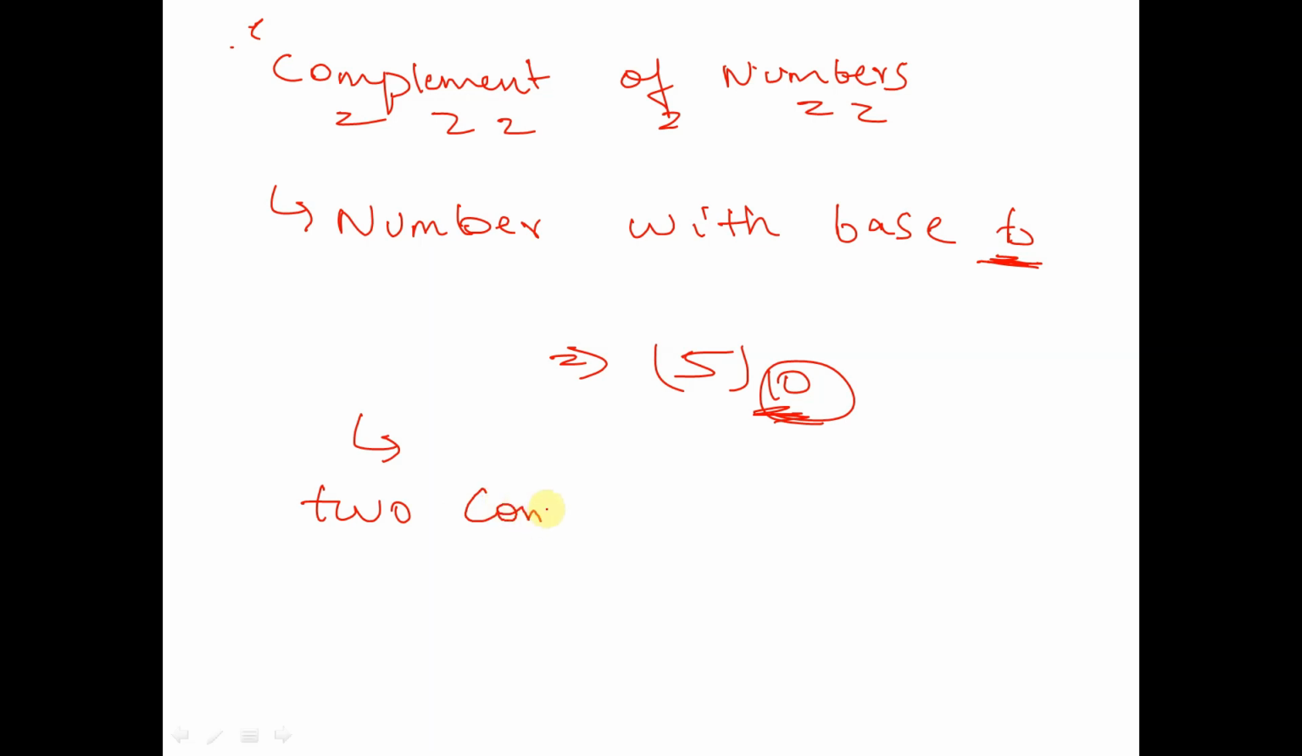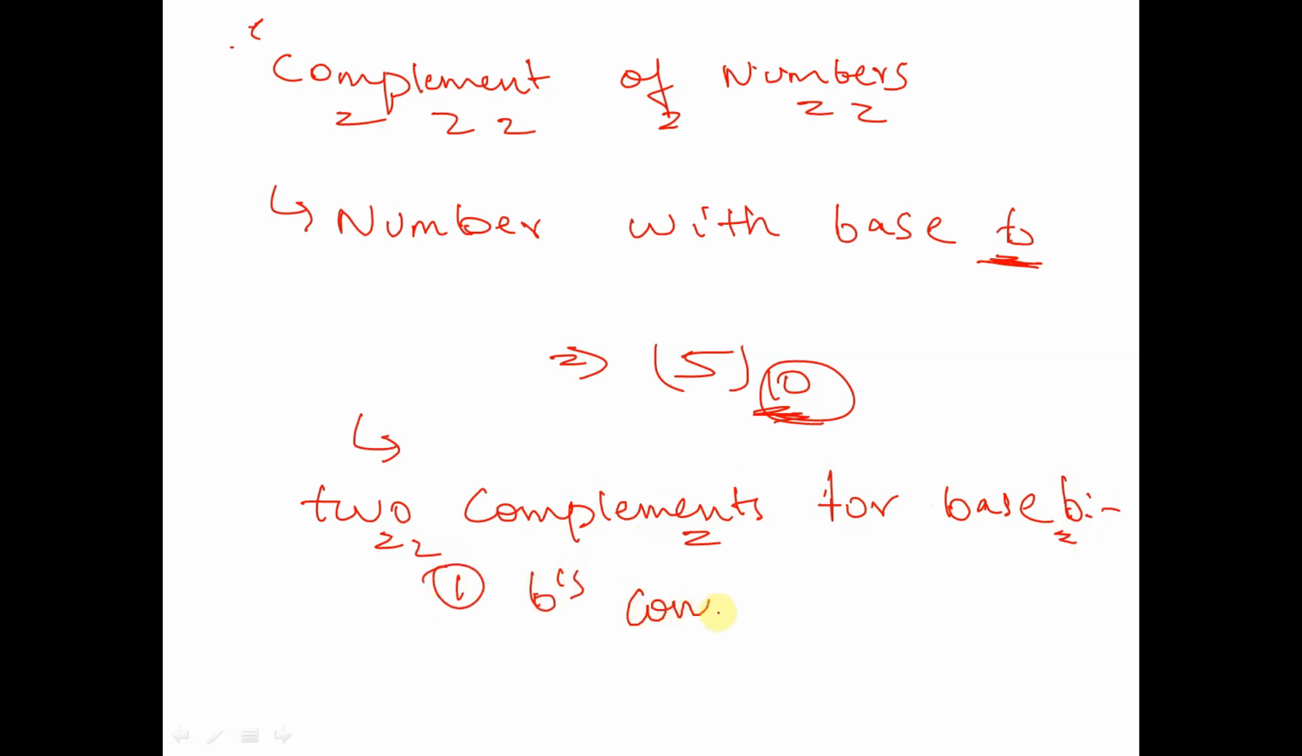There are two complements existing for base b numbers. The first complement is b's complement, and the second type of complement is b minus 1's complement. So for a number with base b, we have two types of complements. One is b's complement, and another is b minus 1's complement.